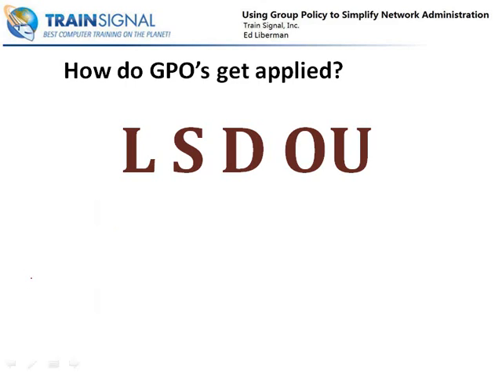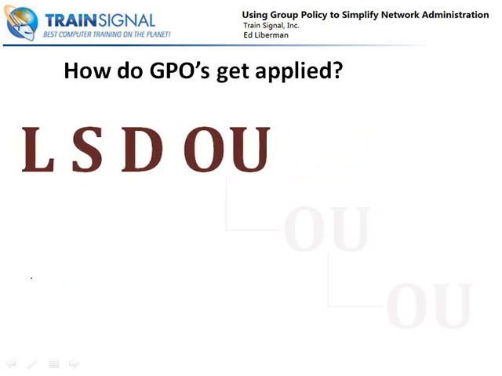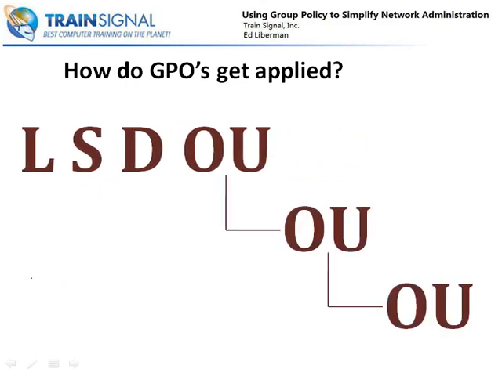Technically, I would refer to this as LSDOU. And the reason I say that is because if the user or computer is a member of a sub-OU, then the local settings, then any site-related settings, and then any domain settings will apply. But then the topmost level OU, the parent OU settings, will be applied. And then it works down through the OU hierarchy until it gets into the OU that the object actually is in.